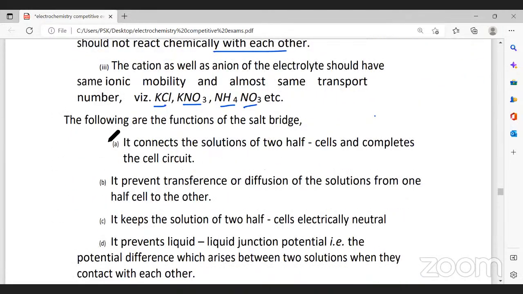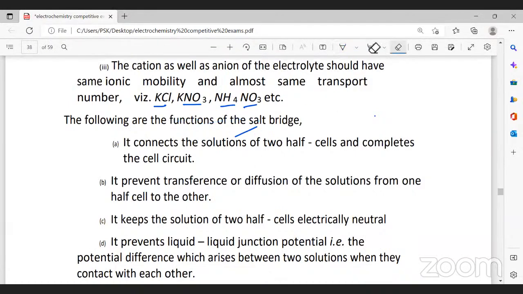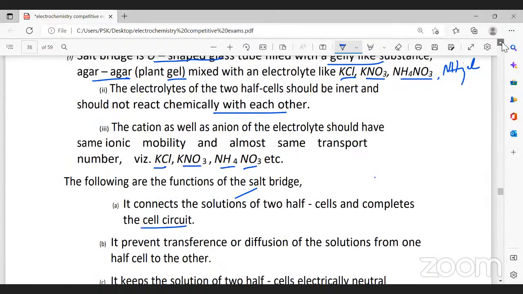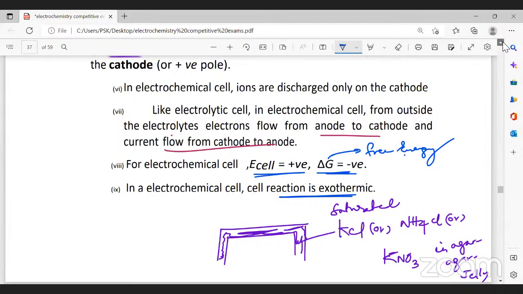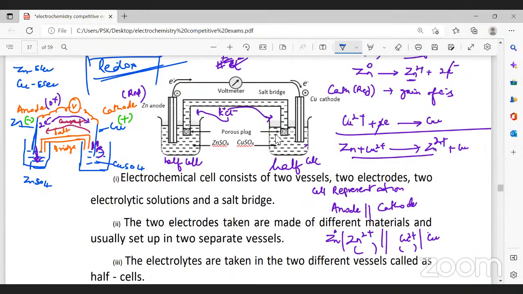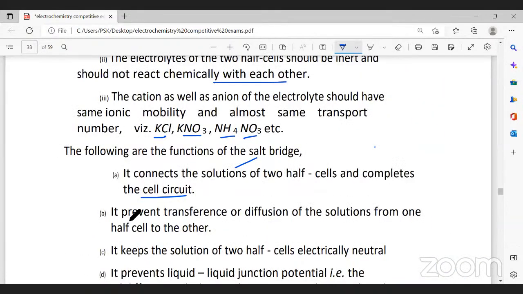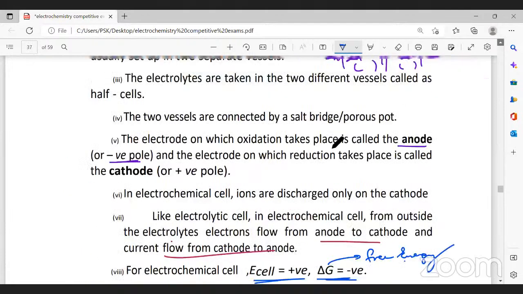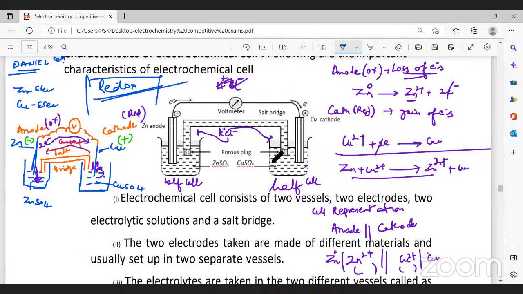It connects us. See, the importance of the salt bridge, the important functions of the salt bridge. This question is important. What are the functions of the salt bridge? It connects the solutions of two half cells and completes the circuit. See here, this is a salt bridge. First point: it prevents interference or diffusion of solution from one half cell to the other. This electrolyte and this electrolyte will not undergo diffusion, so that is prevented by the salt bridge.